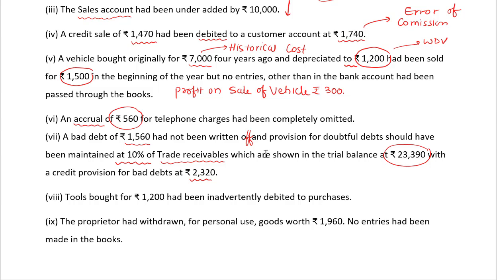Tools bought for 1200 had been inadvertently debited to purchase, that is by mistake. So loose tools needs to be debited, but we had debited what? Purchase. We will rectify it, and we do not need any suspense account to rectify this because this is a double-sided error. We have an error in tools. We also have an error in purchases. Next, the proprietor had withdrawn for personal use goods worth 1970. This is drawings. But no entries have been made in the books. Fine, we will make entries in the books.